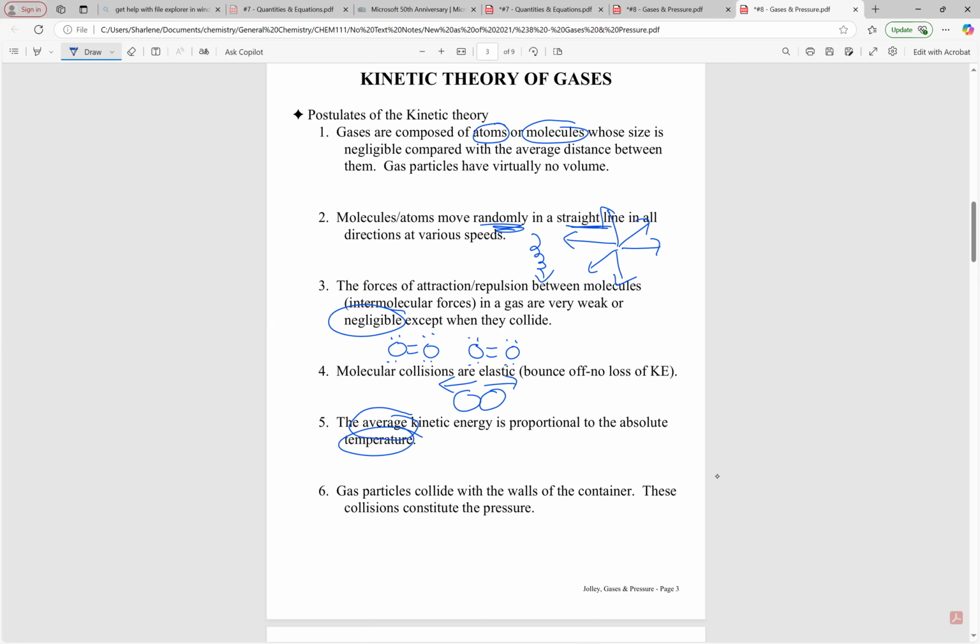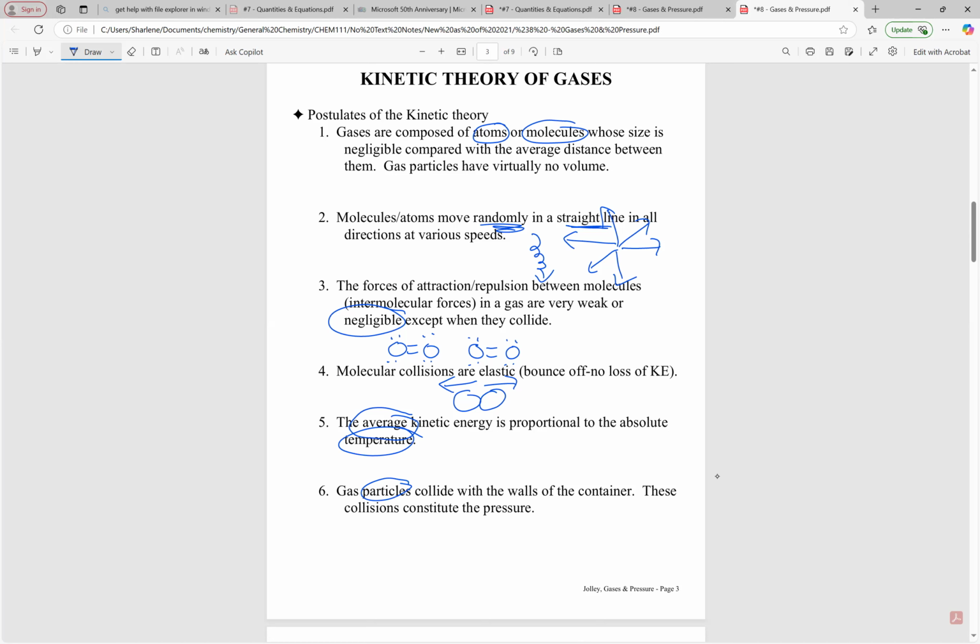And lastly, these particles will collide with the walls, and hitting something with surface area, hitting a wall, will actually help us figure out what the pressure is. So these collisions constitute what we call pressure. If it bounces off the detector, we can read that.